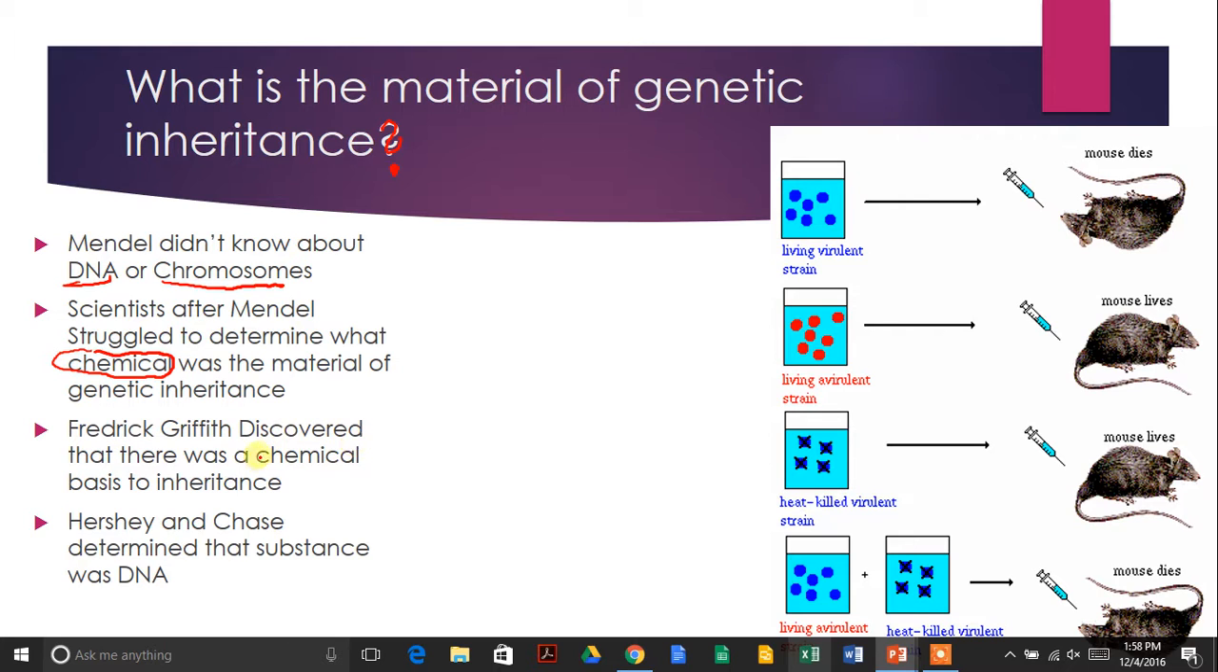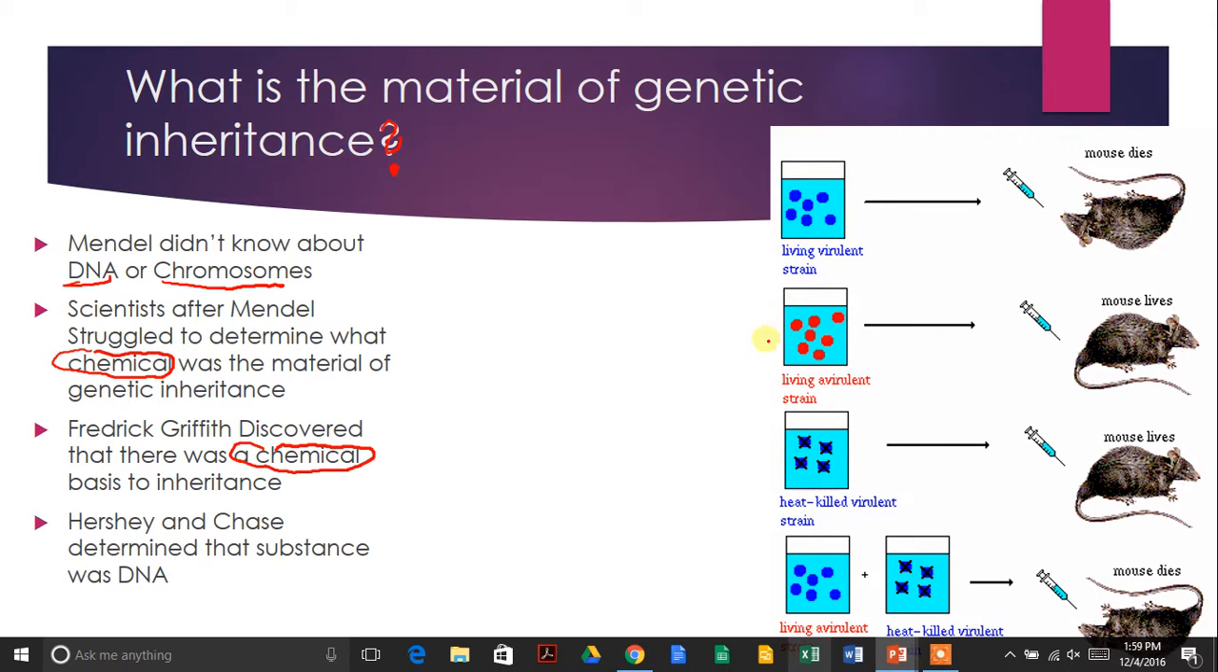Frederick Griffith discovered that there was a chemical that passed on genetic information. He did that by investigating bacteria and bacteriophages. A bacteriophage is just a virus that infects bacteria. And so he cultivated a living bacteriophage virus that was virulent or deadly, and he injected it into a mouse. And like you would suspect, it killed that mouse.